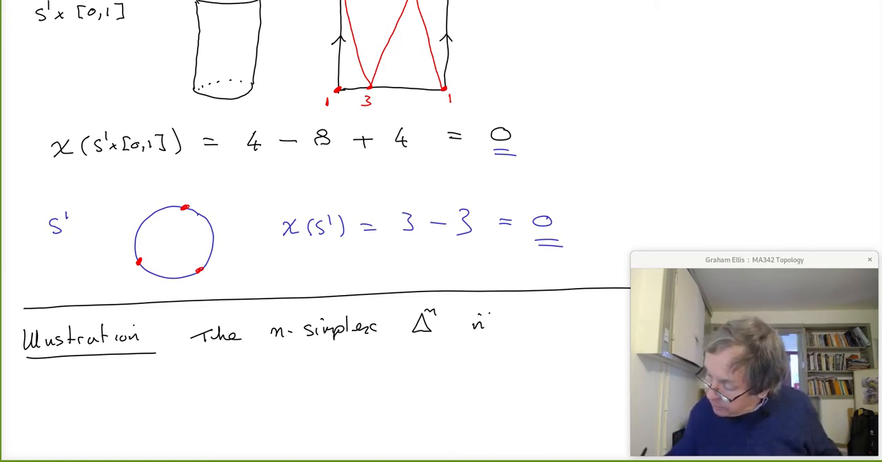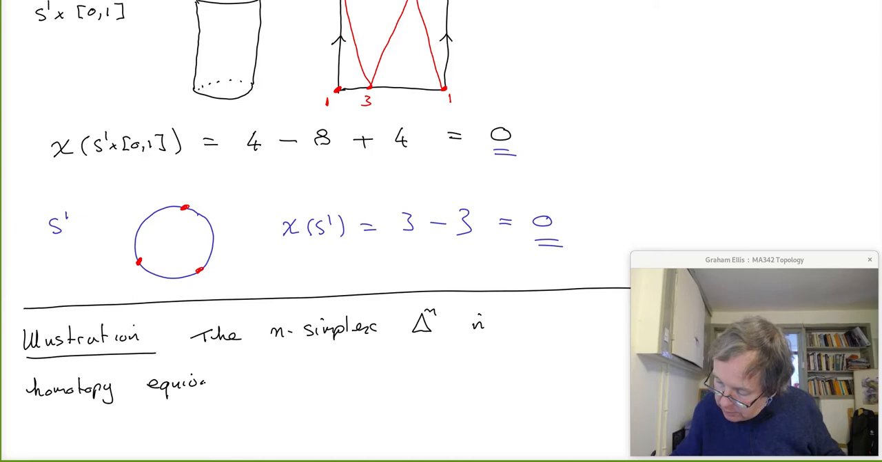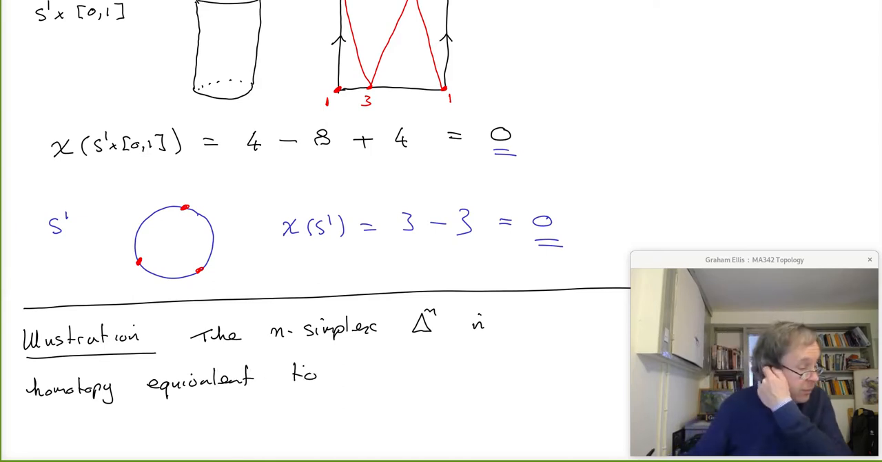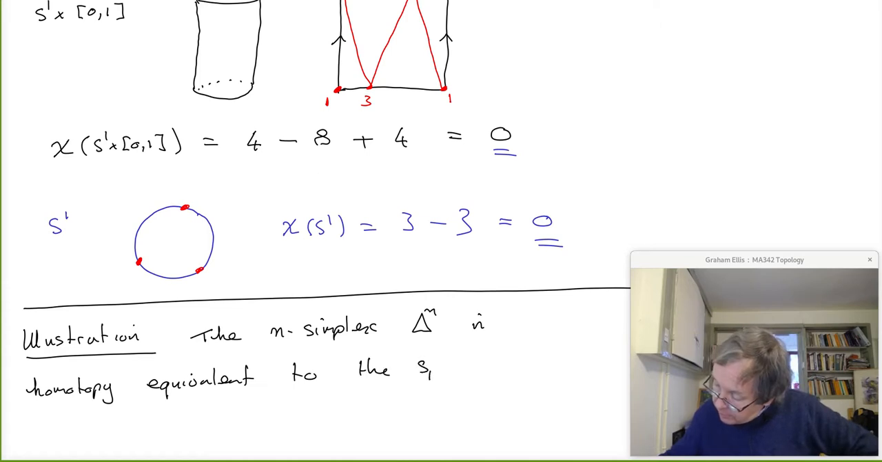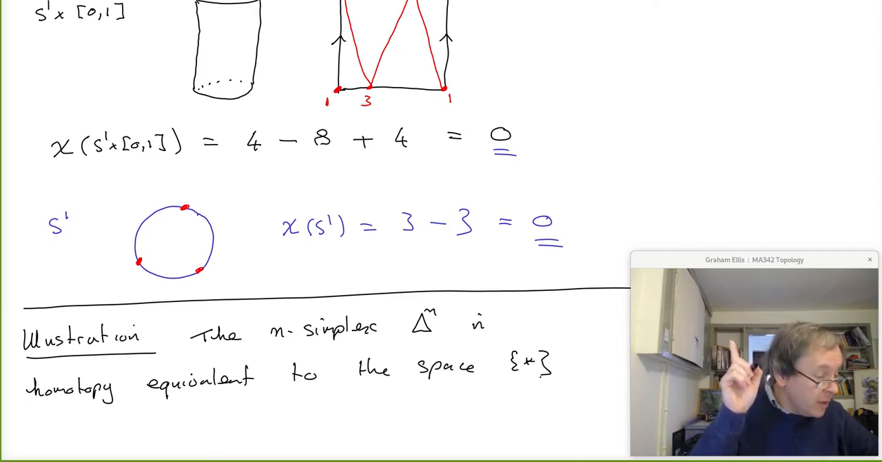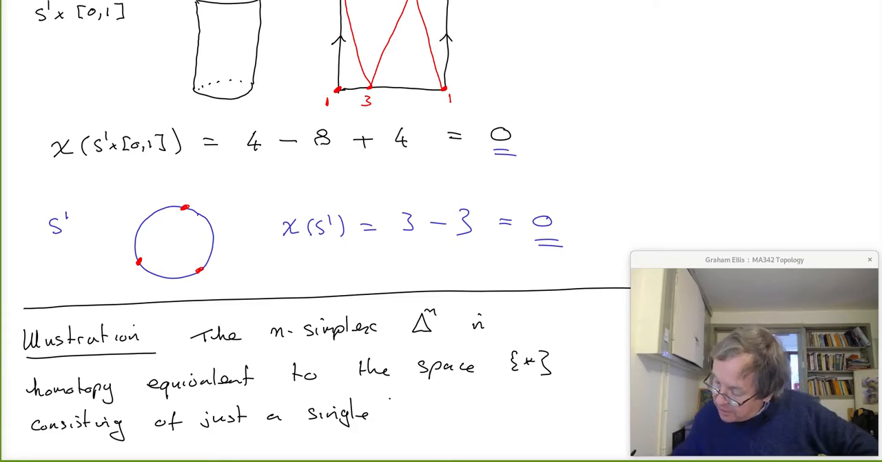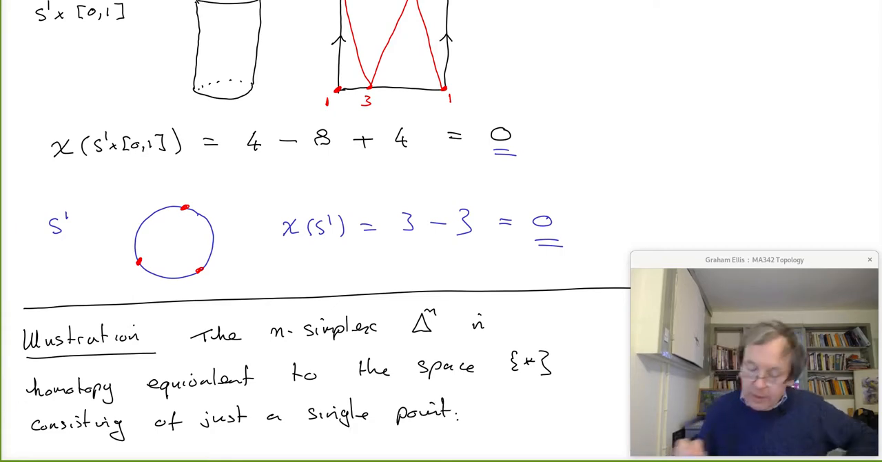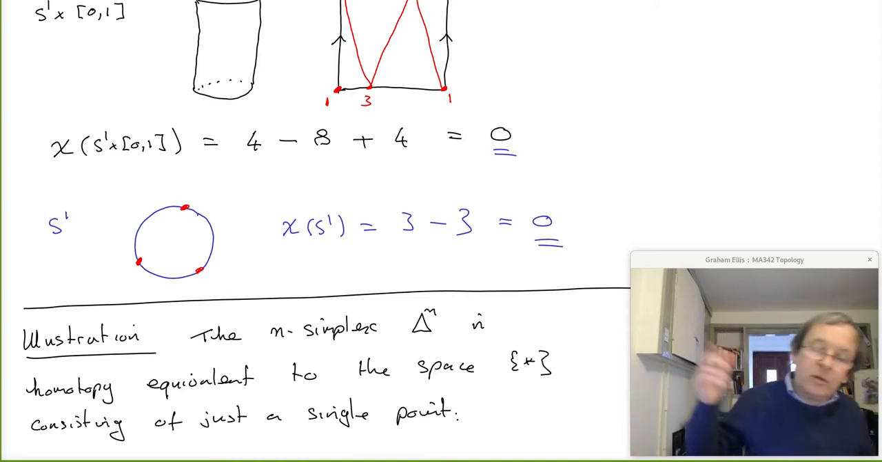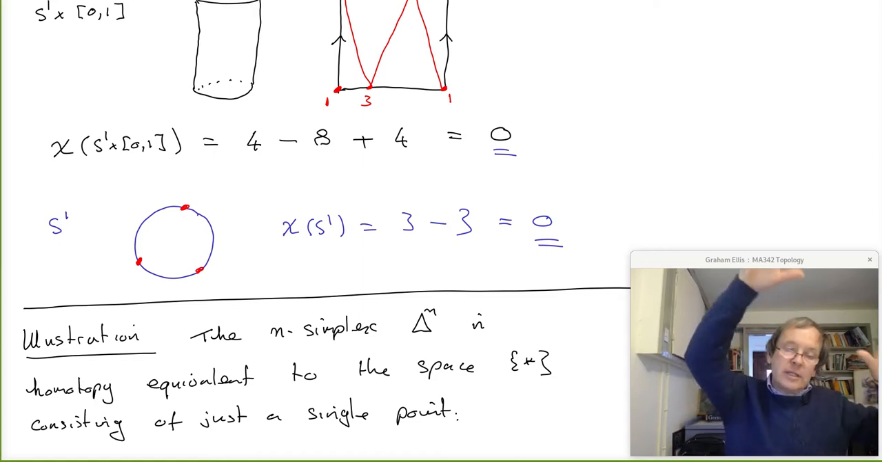is homotopy equivalent to the space, which I'm going to write square bracket star, the space consisting of just a single point. The one point space, the topological space with just one point in it. So let's think about it for n equal to 3. The 3 simplex is a solid tetrahedron. How on earth is the solid tetrahedron homotopy equivalent to a point?